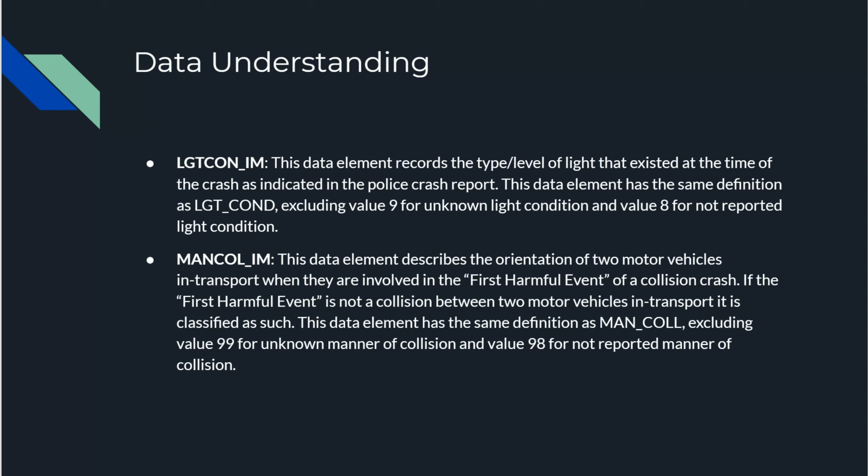Man coll, imputed. This data element describes the orientation of two motor vehicles in transport when they are involved in the first harmful event of a collision crash. If the first harmful event is not a collision between two motor vehicles in transport, it is classified as such. Basically, there are no unknowns and no not reported.